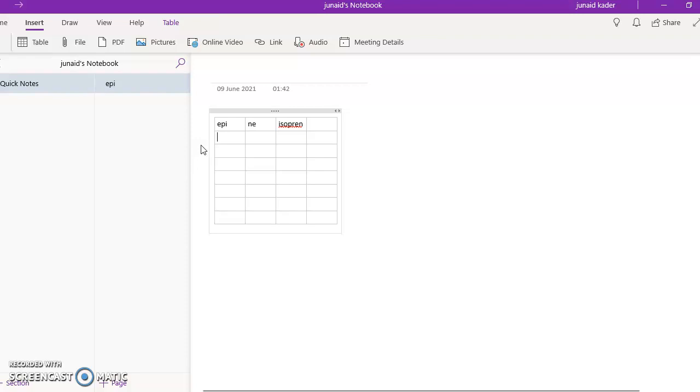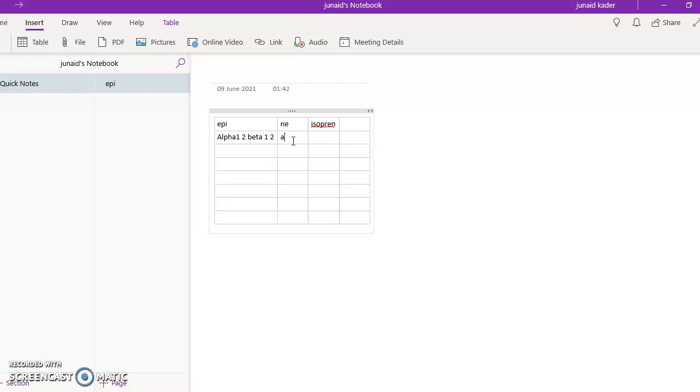First is alpha 1. Epinephrine acts on alpha 1 receptor, alpha 2 receptor, and beta 1 and beta 2. Next, norepinephrine doesn't act on beta 2 and it acts on only alpha 1, alpha 2, beta 1 and beta 3. And the isoprenaline acts mainly on beta 1 and beta 2. No alpha action.